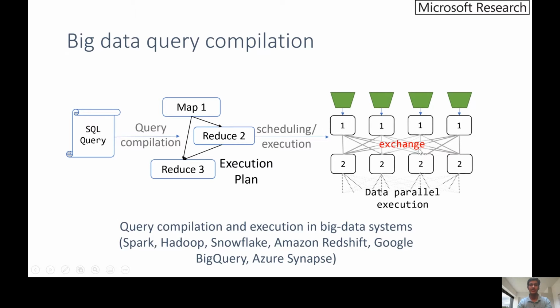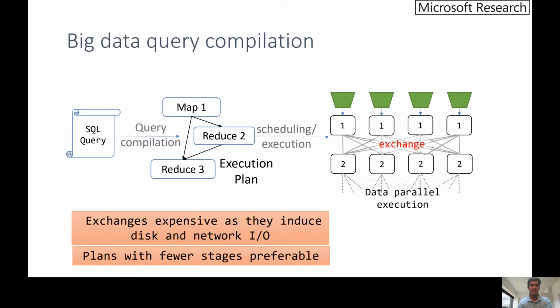This repartitioning happens through an exchange or a shuffle operator. In the big data setting, such exchanges are the most expensive operators as they require that the data be persisted at the end of the source stage to the disk and then transferred over the network in an all-to-all manner. Clearly, in a big data setting, where each exchange introduces a new stage, plans with fewer stages are preferable.